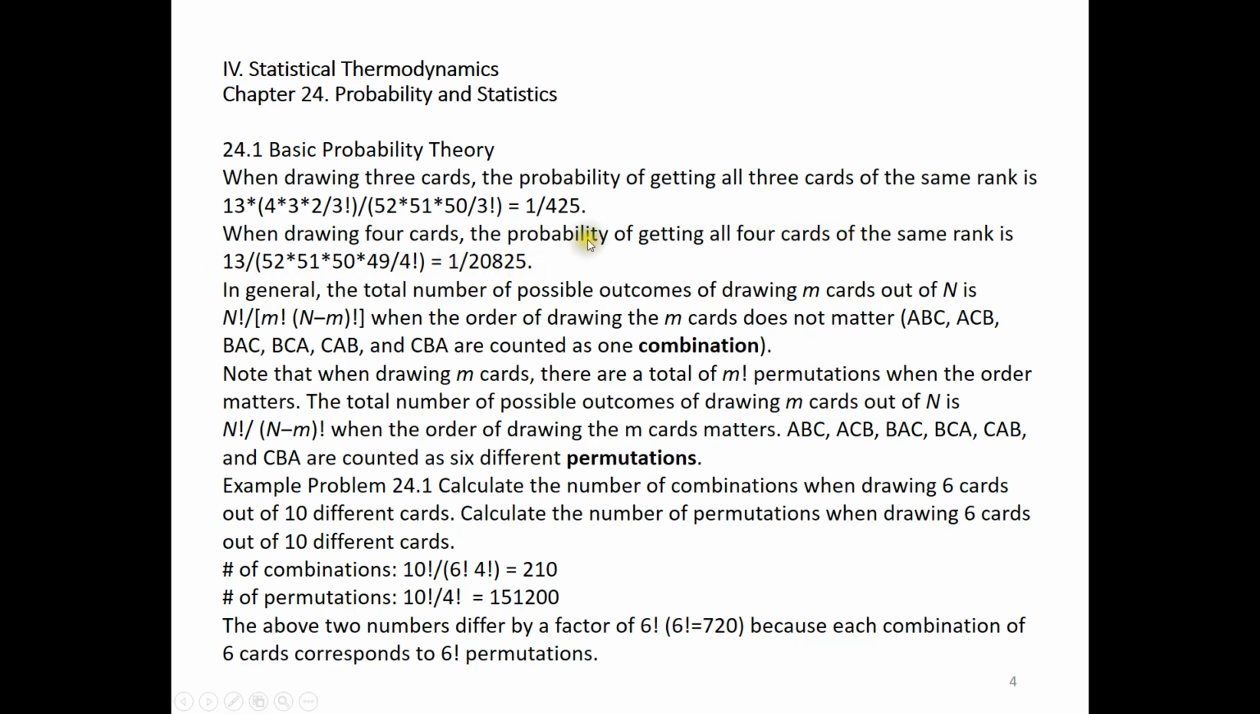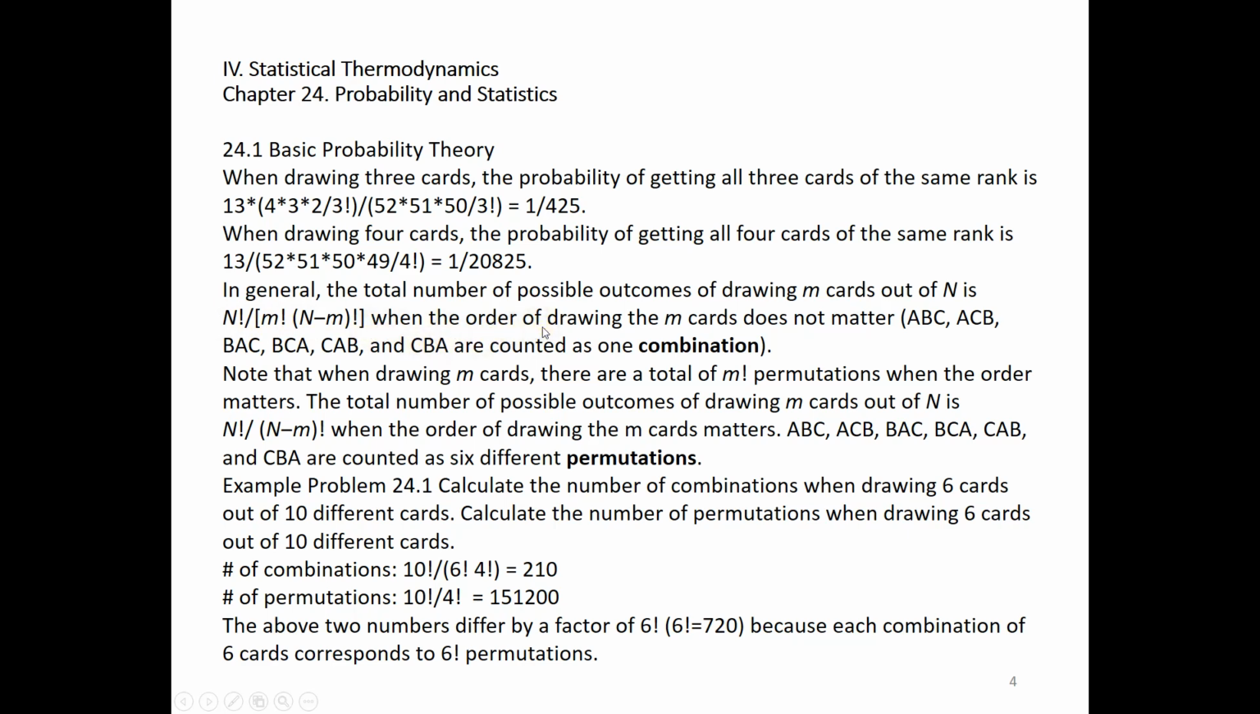You can try this all day and see how many times you get 4 cards of the same rank. Very slim chances. In general, the total number of possible outcomes of drawing m cards out of n cards is this: n factorial over m factorial times n minus m factorial.